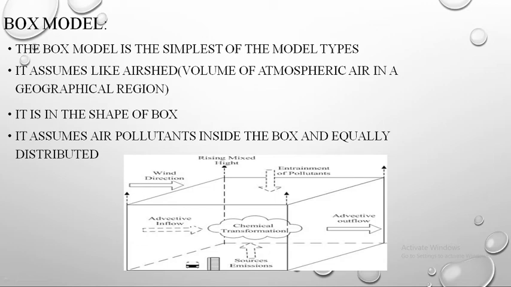Second assumption, complete atmospheric turbulence. Already I said the turbulence is nothing but eddies or circular movement of air, and a total mixing of pollutant up to capital H. So what is H here? Rising mixed height. Rising mixed height is denoted as capital H, and there is no mixing above this height. This is the second assumption.